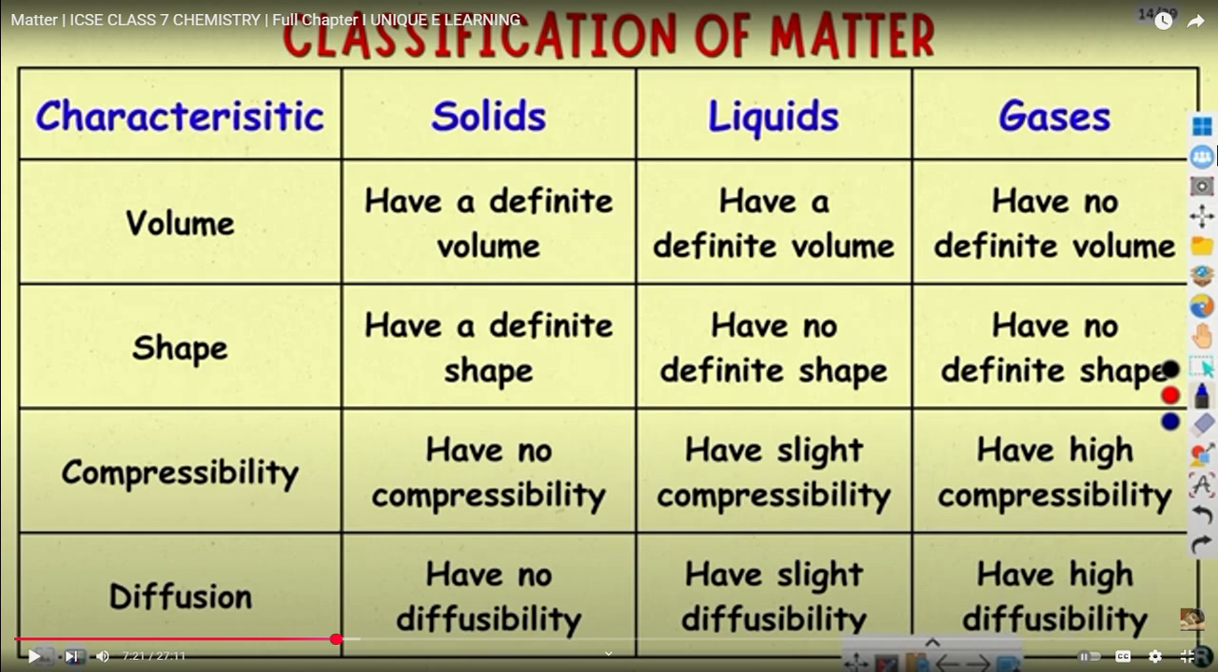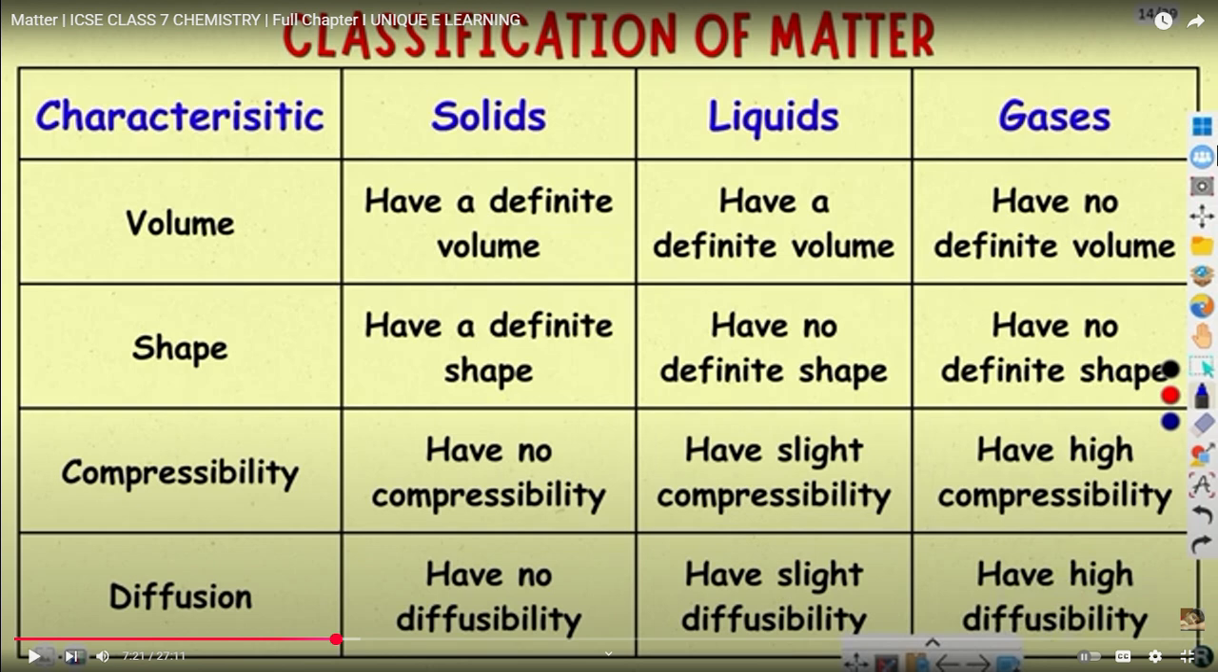See, characteristics: volume. Solids have a definite volume. Liquids have a definite volume. Gases have no definite volume, meaning they can take the shape of the earth also, even bigger than the earth also. You know what I am saying? Shape: solids have a definite shape; liquids and gases do not have a definite shape.